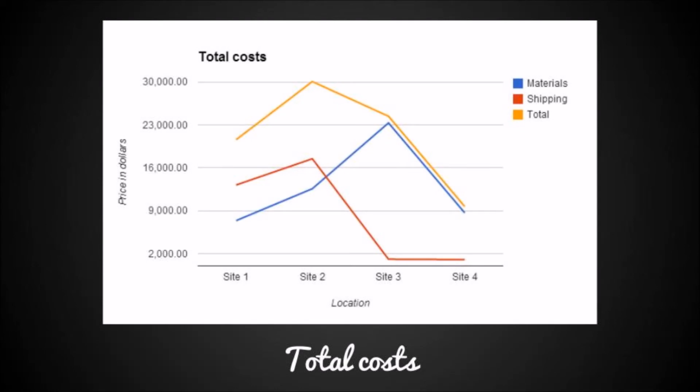This graph shows the total costs. At Site 2, the shipping for all the material is most expensive. At Site 3, the materials altogether are the most expensive. But back at Site 2, the total for both shipping and materials is the most expensive.